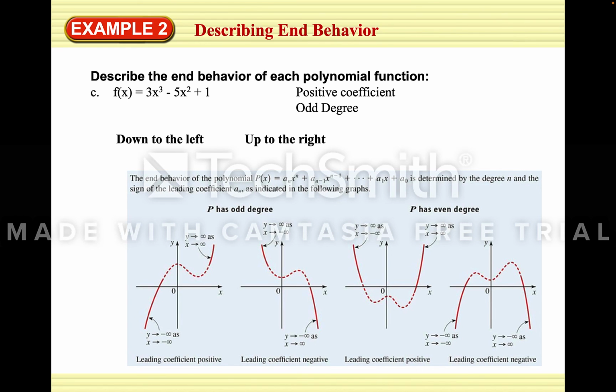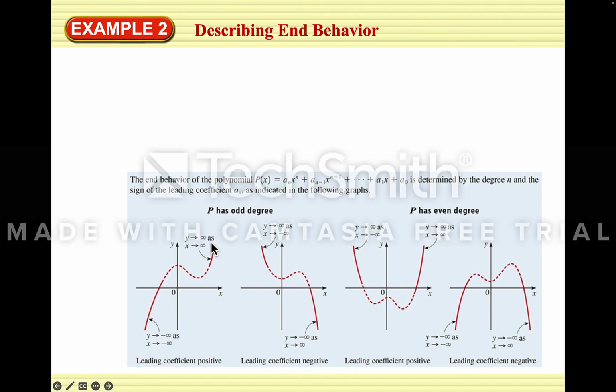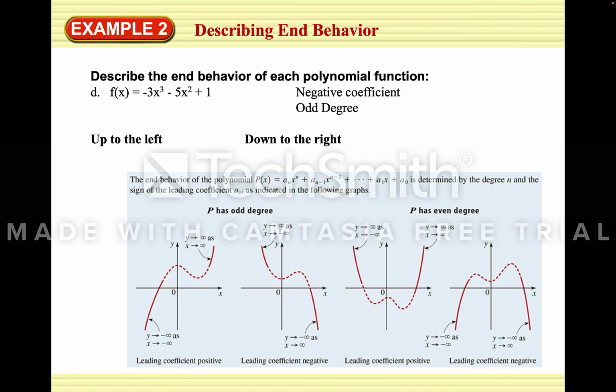For part C, we've got f of x equals 3x cubed, and so on. All we care about is that first term. We have an odd degree, and then we have a positive coefficient. So odd degree, positive coefficient, so that means it's going to go down to the left and up to the right. And finally, we have f of x equals negative 3x cubed, on and on. We just care about this first term. So the degree is odd, and we have a negative coefficient. And so odd degree, negative coefficient means that we go up to the left and down to the right.